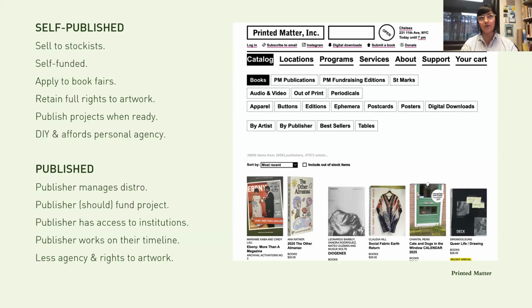And generally, even as I'm thinking about working on larger projects, I'm like, well, do I really want to deal with what it would mean to work with a publisher? Because I know some of the drawbacks that come with that. It is more DIY, but it does afford that personal agency.